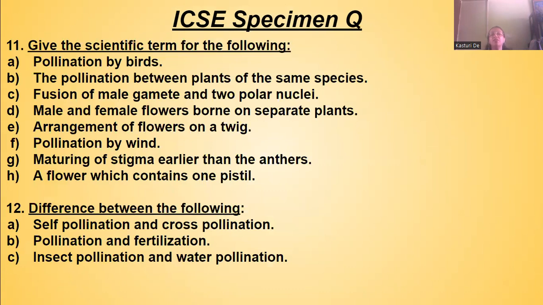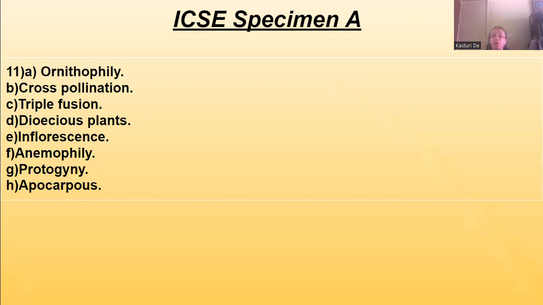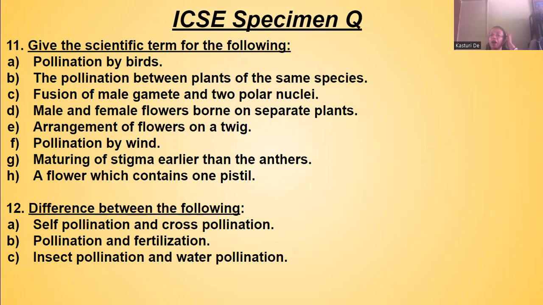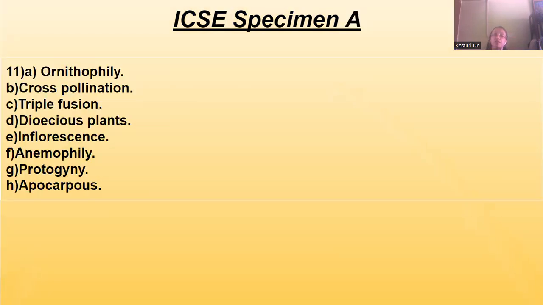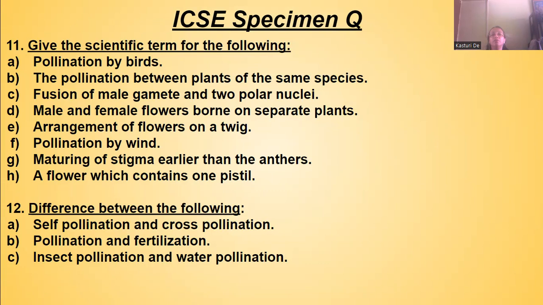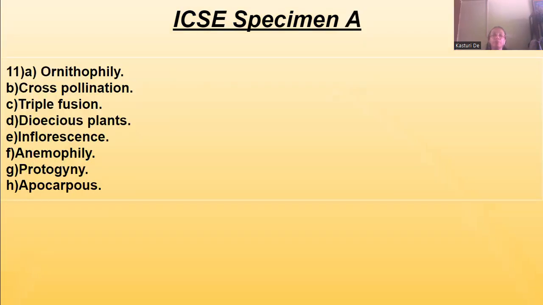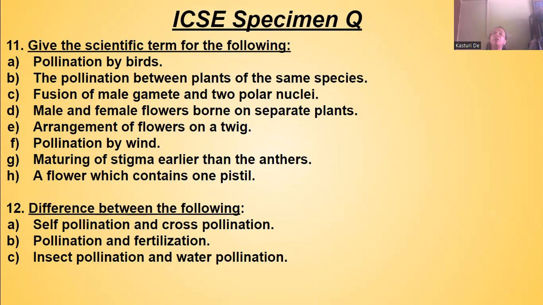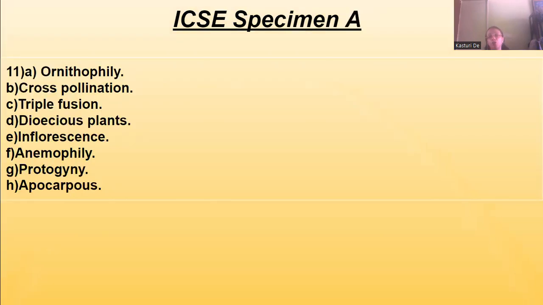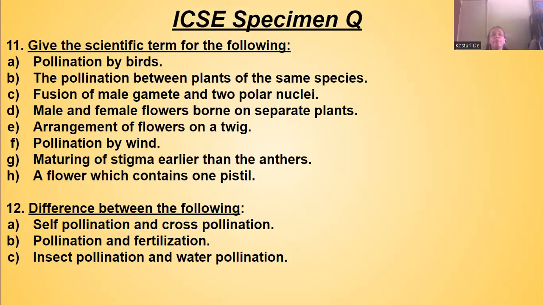Then we come to the scientific terms. Pollination by birds is known as ornithophily. Pollination between plants of the same species is cross-pollination. Fusion of the male gamete and two polar nuclei is triple fusion. Male and female flowers borne on separate plants are dioecious plants. The arrangement of flowers on a twig is inflorescence. Pollination by wind is anemophily.